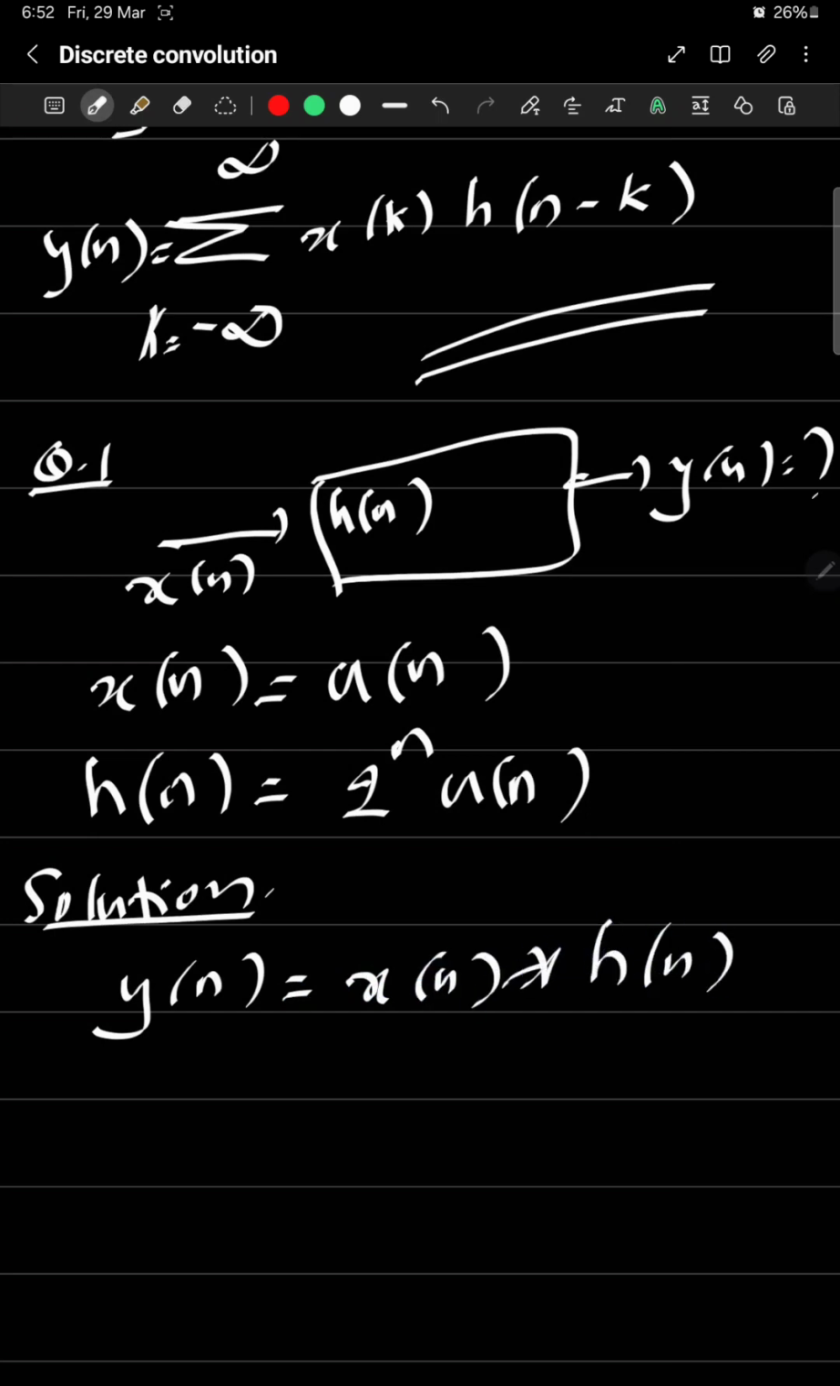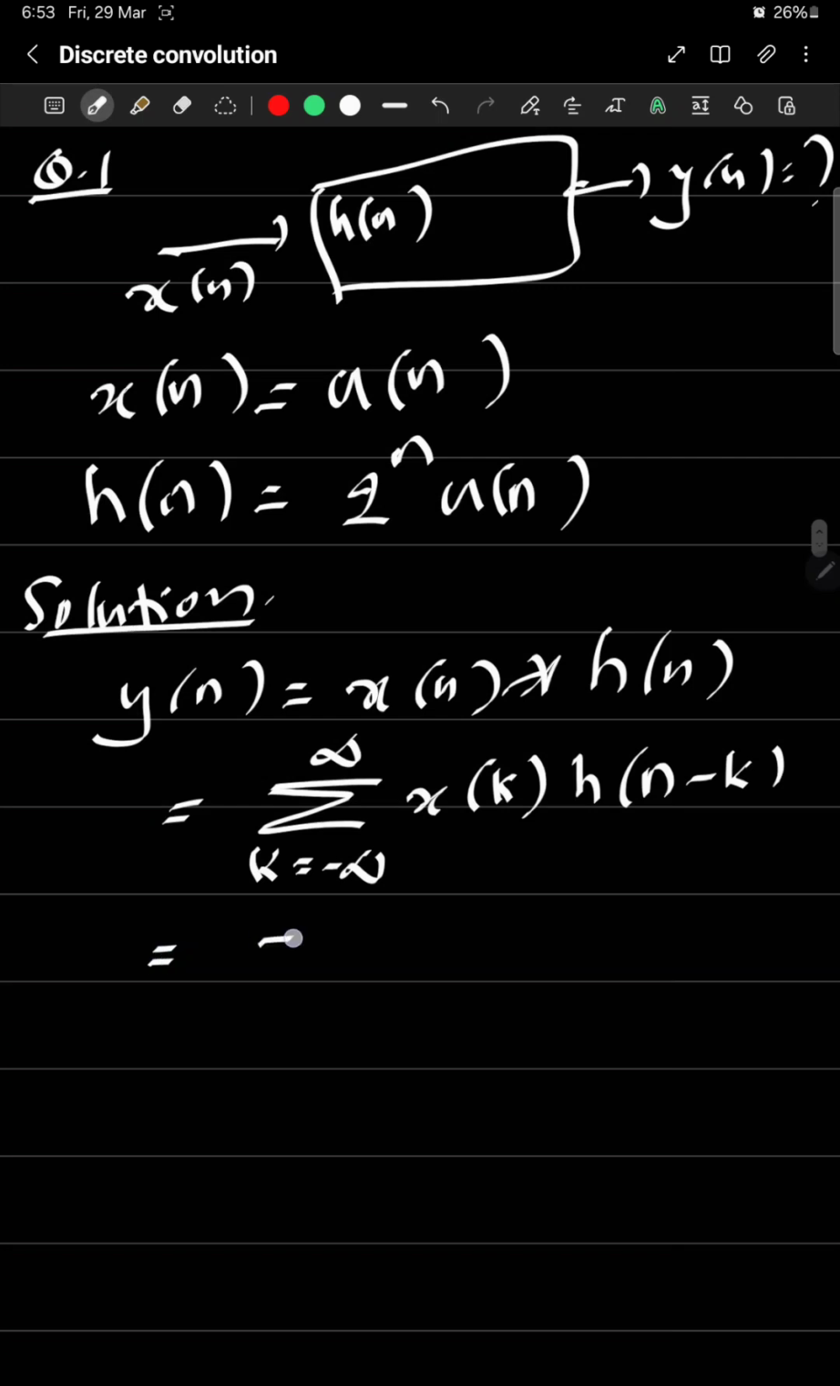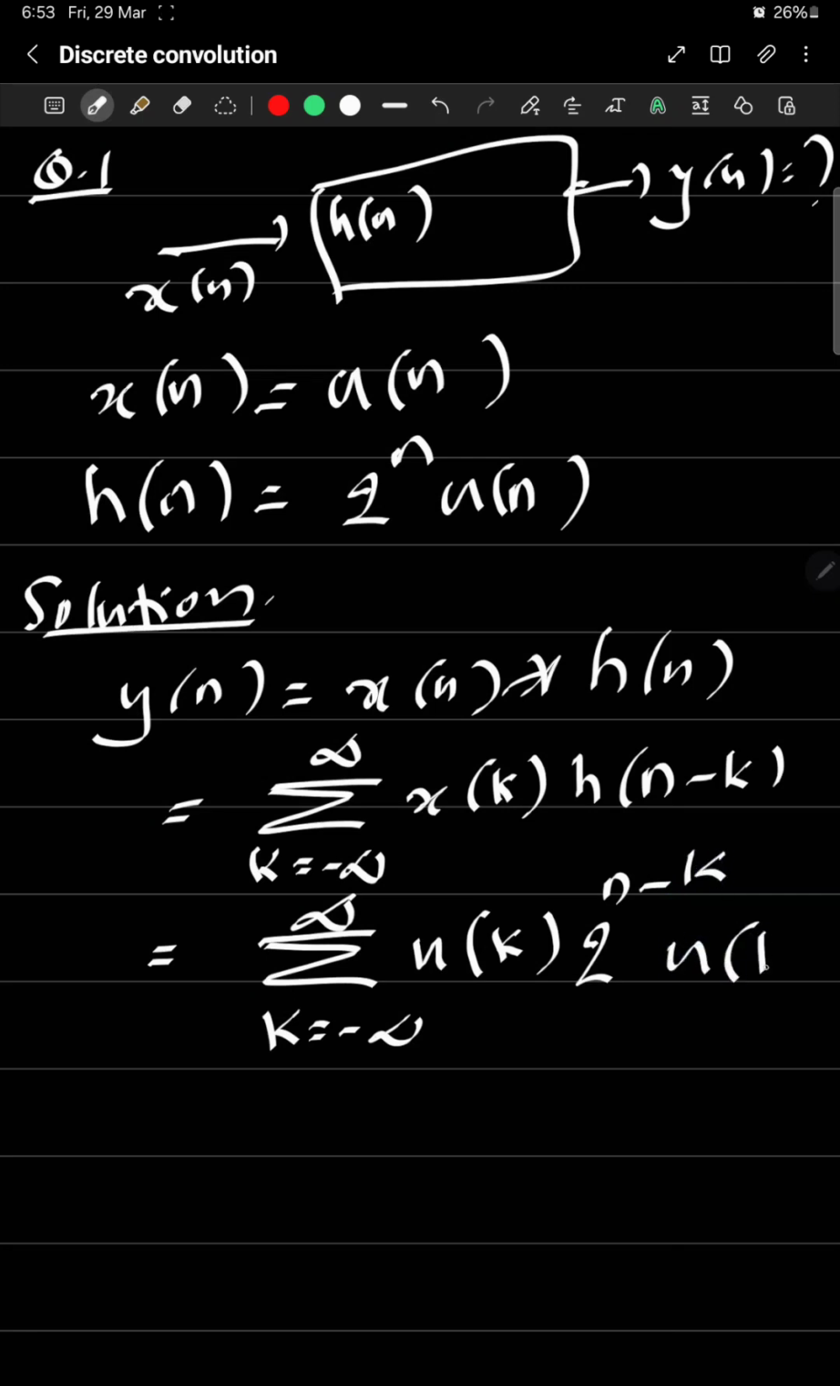First let us try with the direct equation, that is sigma k equal to minus infinity to plus infinity of x of k into h of n minus k. As per the equation, x of k is u of k, the index has been changed to k. h of n is 2 raised to n u of n, so h of n minus k will be 2 raised to n minus k into u of n minus k. Now focus on the signals.